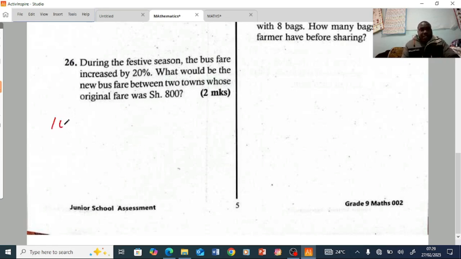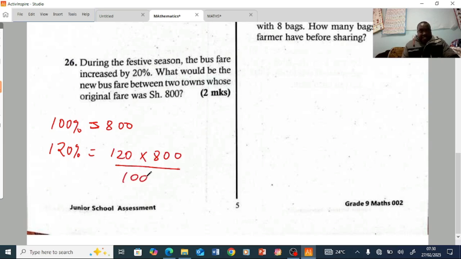So 100% is equal to 800 shillings. When the fare has increased, it will increase to 120%. So that is 120 times 800 divided by 100. So it will be 960 shillings.